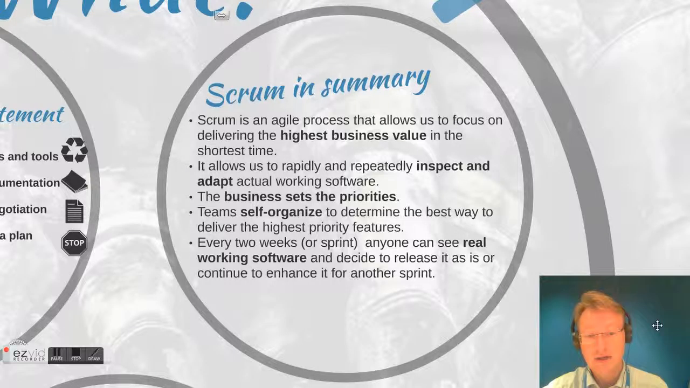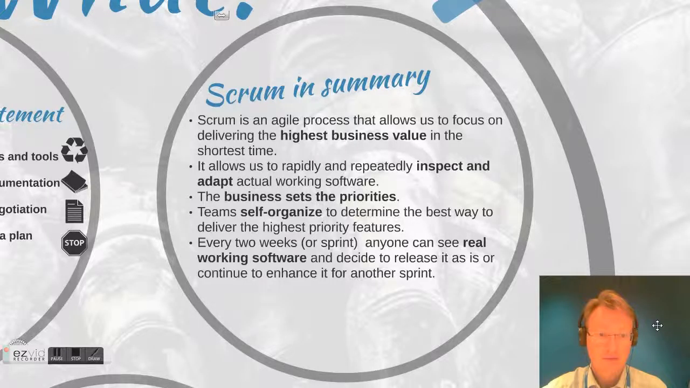Now, Scrum in summary. Again, Scrum is one of the Agile frameworks that allows us to focus on delivering the highest business value. That is, we try to get something out to the business as quickly as possible so they can start using it, and actually we can have something useful in production. We focus a lot on inspect and adapt.